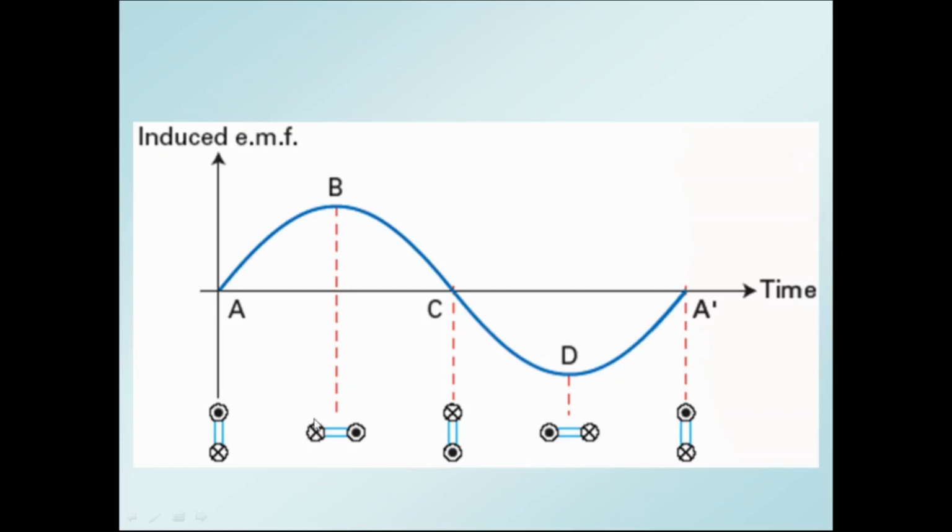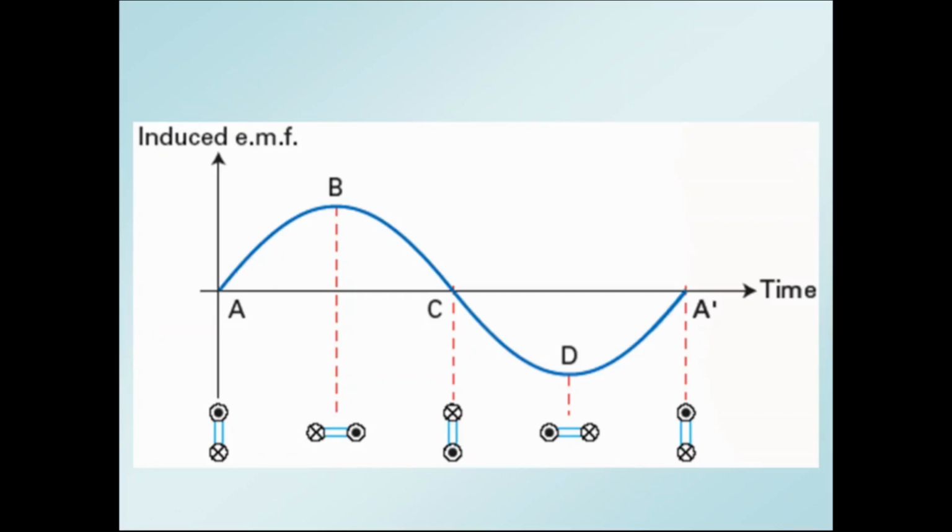So the maximum induced current is seen when the coil is horizontal, and the minimum current, 0, is when the coil is vertical. But let's distinguish again between the two. When the coil position is horizontal, it is parallel to the magnetic field, but the motion will be vertical, which is perpendicular to the magnetic field, and vice versa.